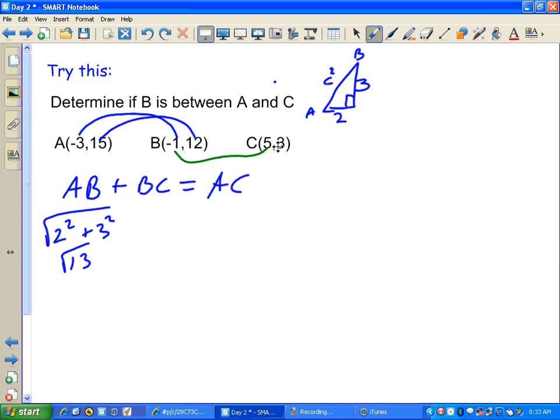The difference between my x values in BC is 6. To get from -1 to 5, that's 6. So I have 6 squared. The difference in the y's is 9, so I have 9 squared. So I've got 36 plus 81. 36 plus 81 is 117. And let's see if that breaks down.